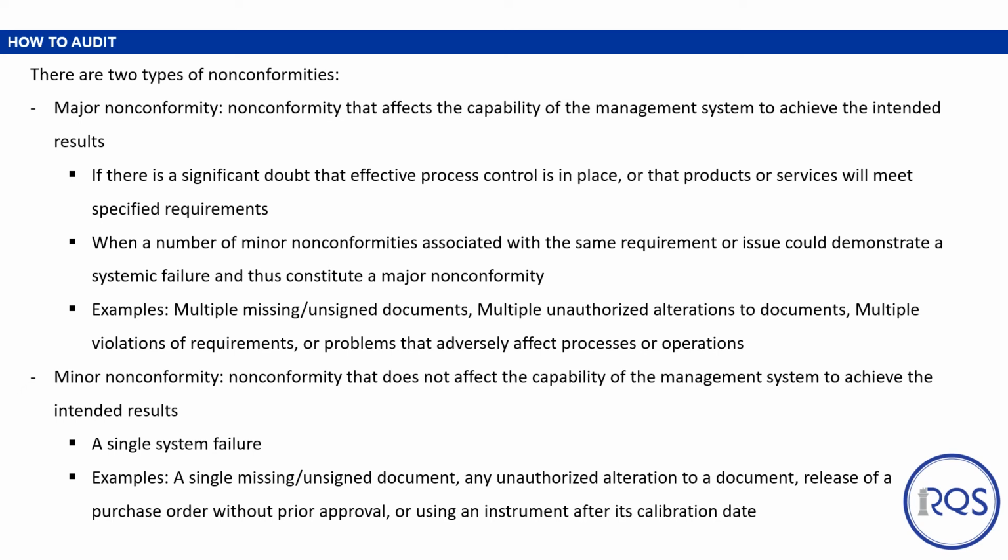Minor nonconformities are nonconformities that do not affect the capability of the management system to achieve the intended result. This could be a single system failure, such as a single missing or an unsigned document, any unauthorized alteration to a document, release of a purchase order without prior approval, or using an instrument after its calibration date.